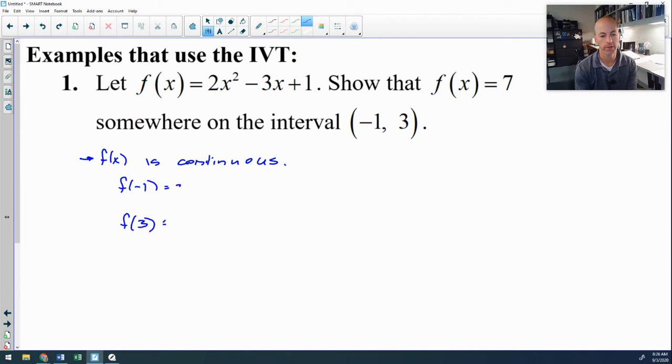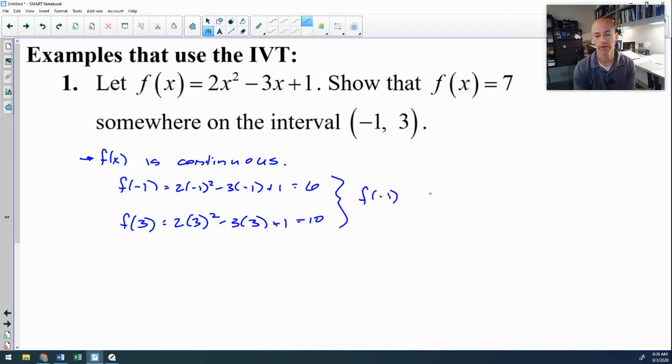So f of -1, 2 times -1 squared minus 3 times -1 plus 1 is going to be 2 plus 3 plus 1. That is 6. If I plug in 3, 2 times 3 squared minus 3 times 3 plus 1. That's 18 minus 9 plus 1 is 10. There we go. So now I can say that f of -1 is less than 7, and I am going to focus on the value that I'm trying to achieve. f of -1 is less than 7, and f of 3 is greater than 7, and I can say that because I've established their values already.